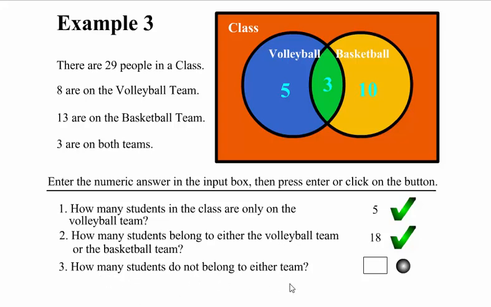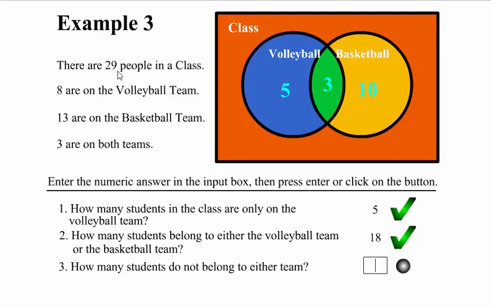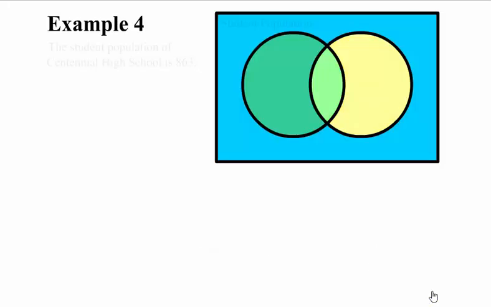And how many students do not belong to either team? Well, there are 29 students in the class. 18 of them play on at least one of the teams. 29 minus 18 leaves me 11 others who play on neither team.